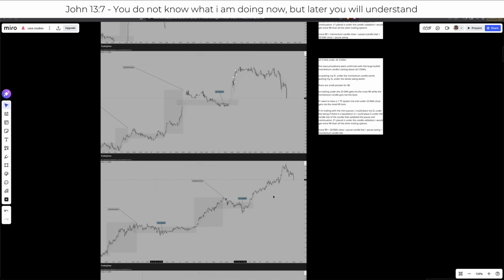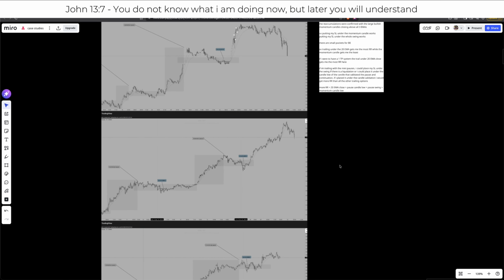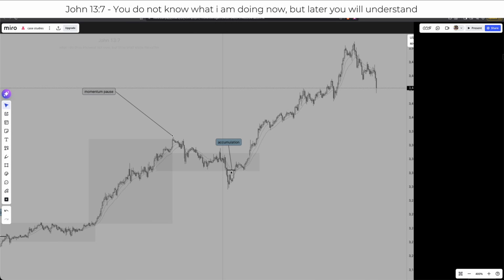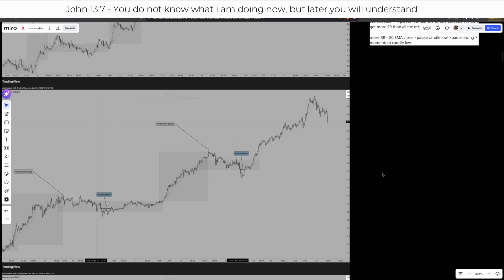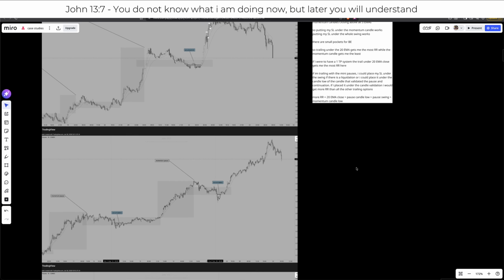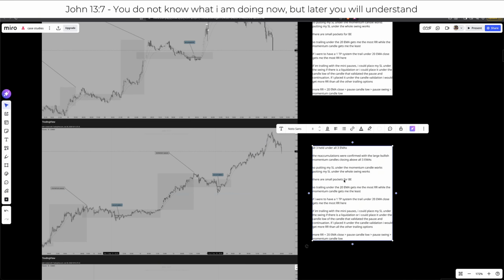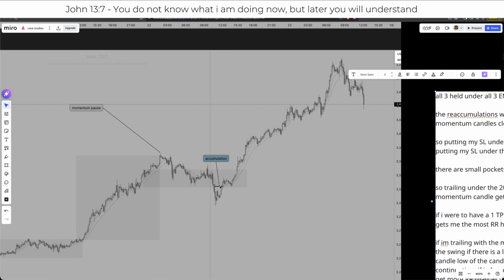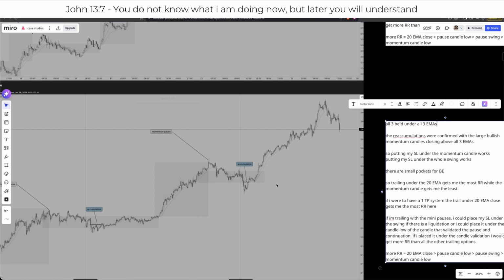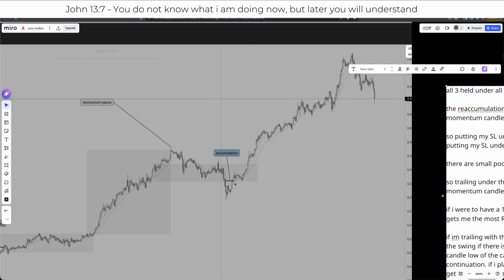All right. So for this one, this one was beautiful for sure. It barely gets me tapped out. Okay. So all three held under the EMAs. The reaccumulation was confirmed with a nice bullish candle right there. Very good momentum with this candle. Putting my stop loss under the candle worked, right? You guys can see that it worked right here. Didn't tap me out. This candle did not liquidate this low. I could have put it under the swing as well.